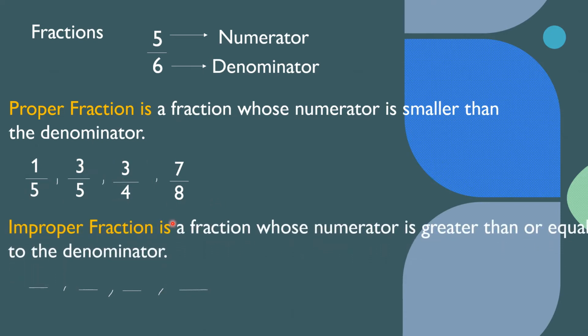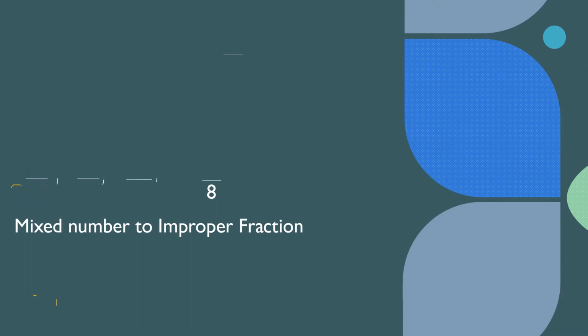At yung isang klase naman ay improper fraction. Ang improper fraction is a fraction whose numerator is greater than or equal to the denominator. So, mas mataas naman ngayon ang numerator kaysa sa denominator o kaya pwedeng maging equal. 5 over 3 is an example of improper fraction. 9 over 7. So, mas mataas ito, 9 kaysa sa 7. 4 over 4. So, equal lang. 19 over 19.